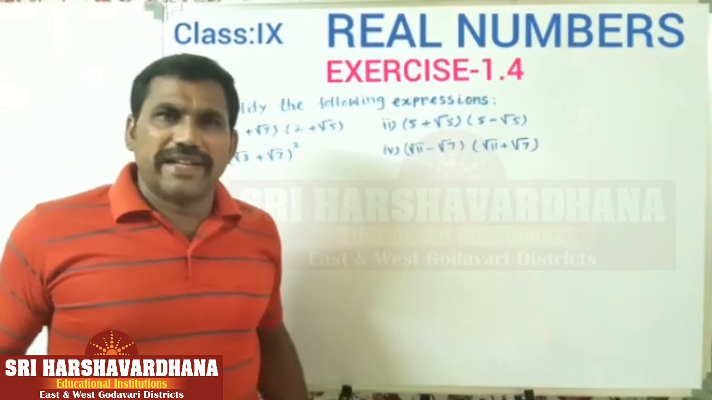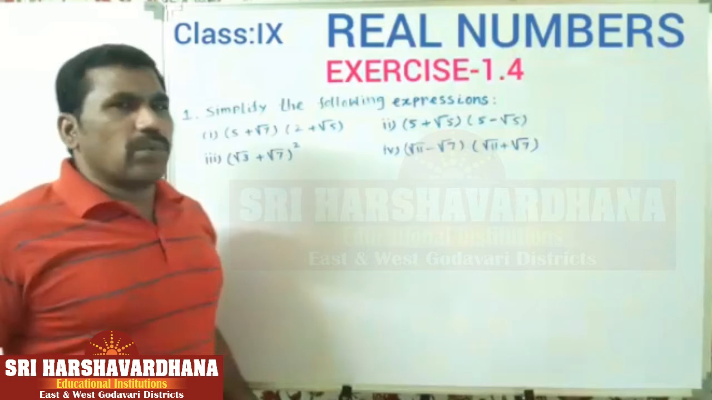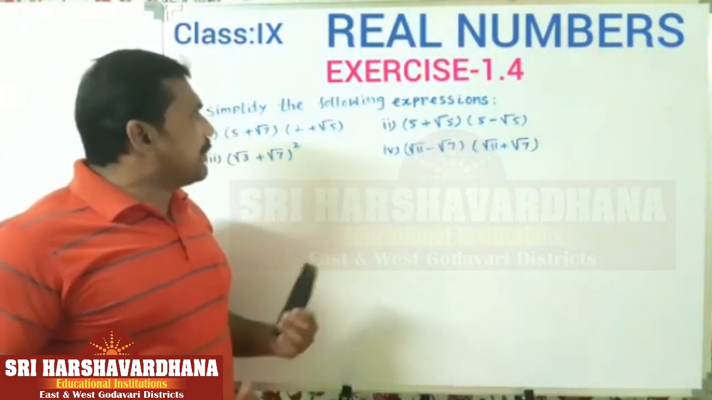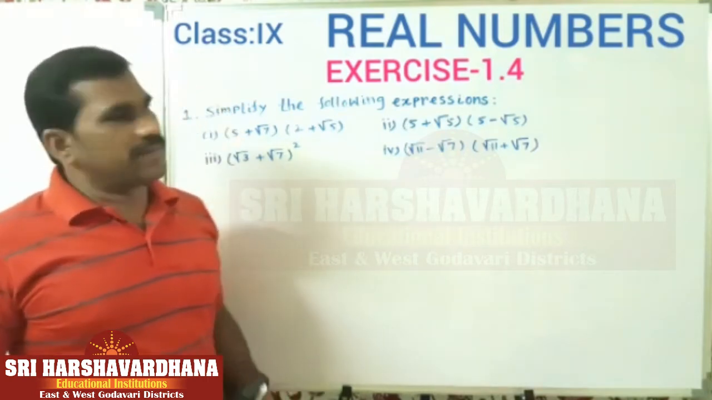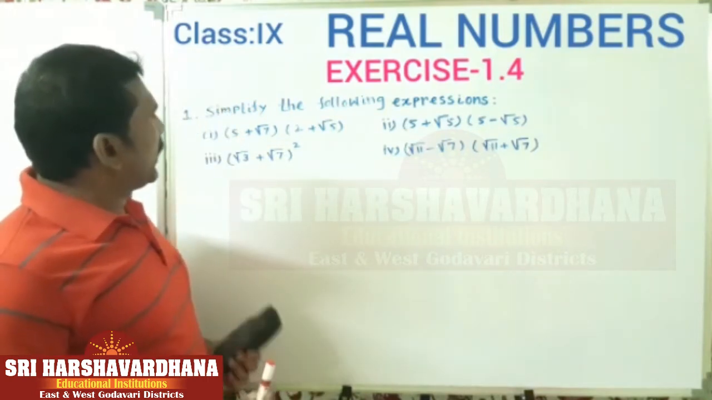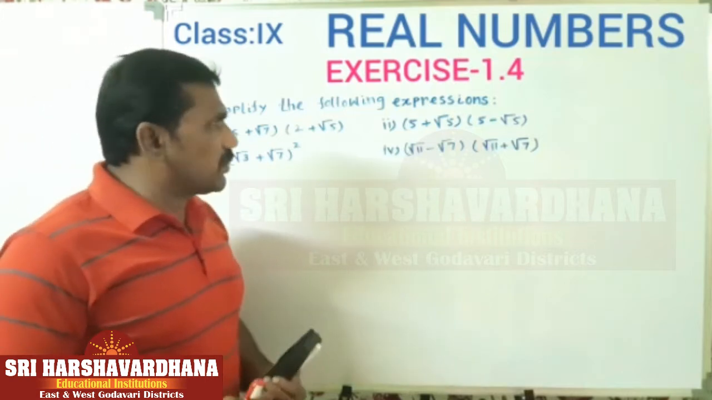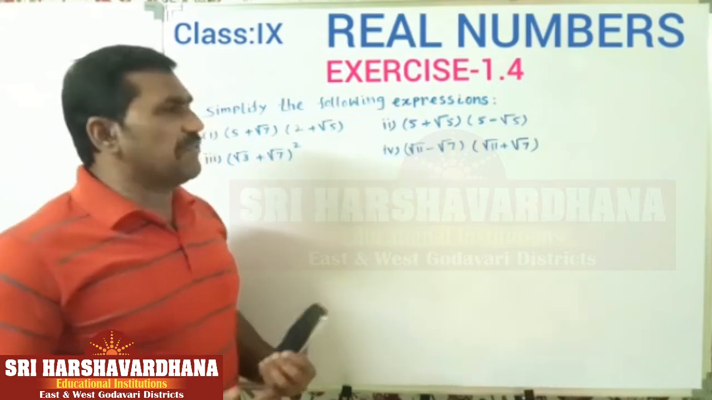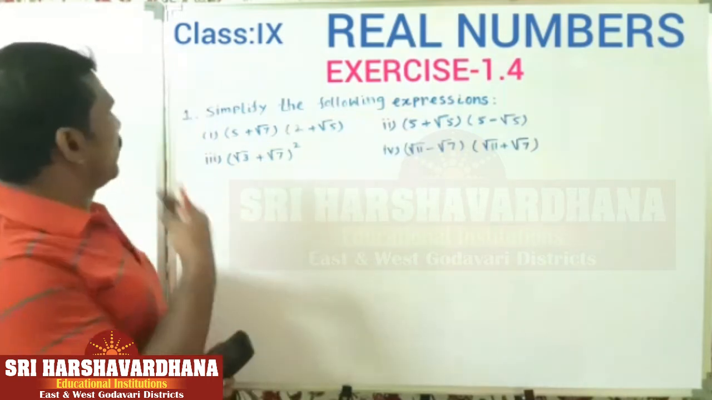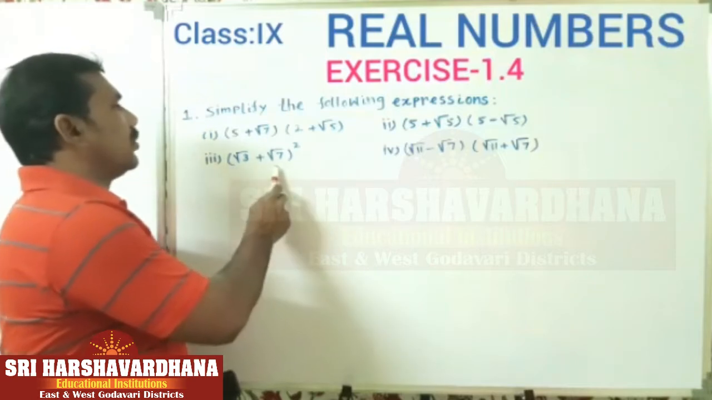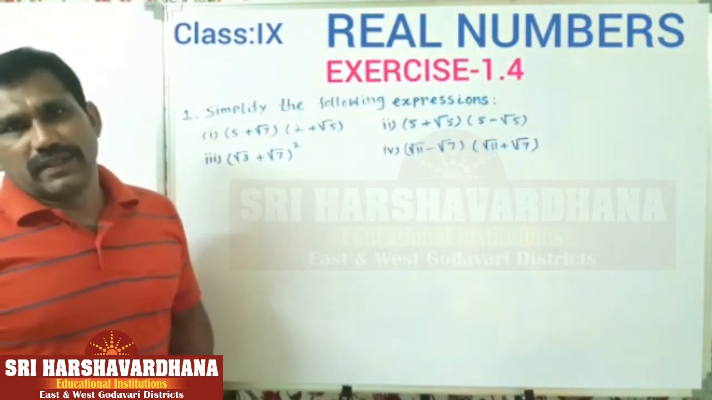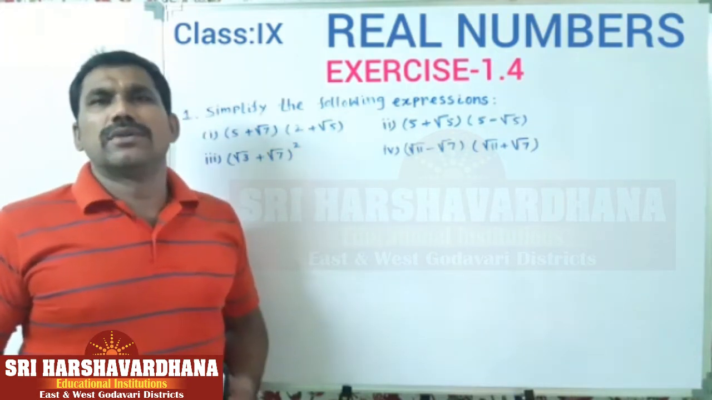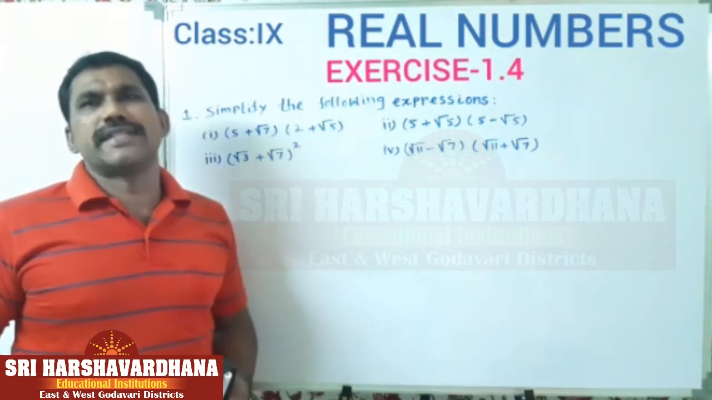Children, now I will explain exercise 1.4 problems. The first problem is simplify the following expressions. The first one is (5 plus root 7) into (2 plus root 5). The second one is (5 plus root 5) into (5 minus root 5). The third one is (root 3 plus root 7) whole square. The fourth one is (root 11 minus root 7) into (root 11 plus root 7).